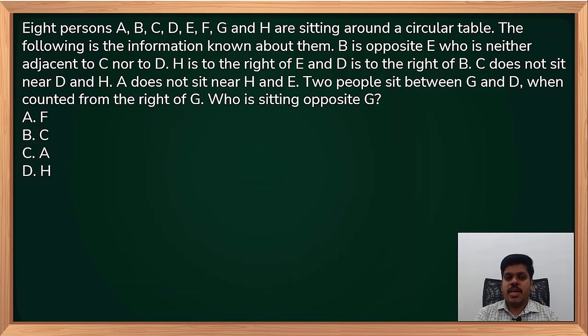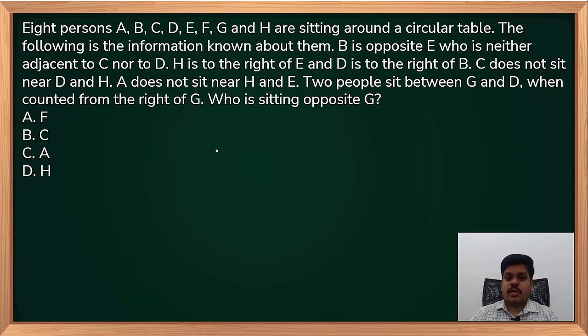8 persons A, B, C, D, E, F, G and H are sitting around a circular table. The following is the information known about them. B is opposite E, who is neither adjacent to C nor to D. H is to the right of E and D is to the right of B. C does not sit near D and H. A does not sit near H and E. 2 people sit between G and D. When counted from right of G, who is sitting opposite G? So we have to find the person sitting opposite to G. Options given are option A, F, option B, C, option C, A, option D, H.